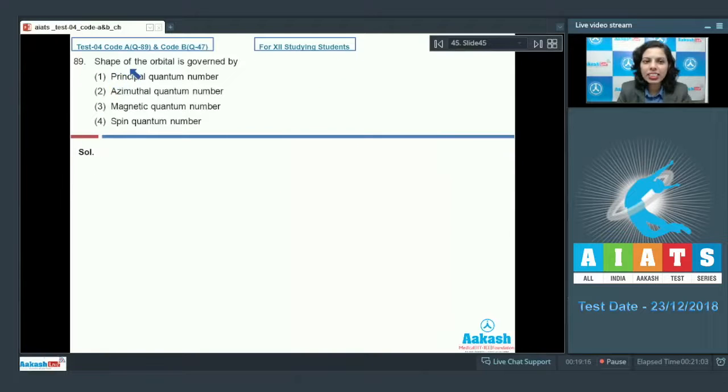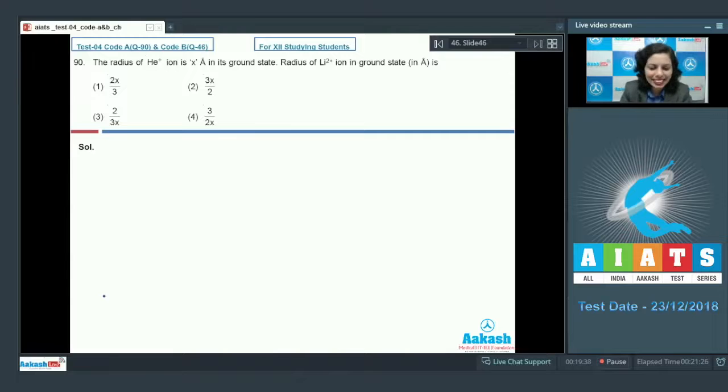Now question number 89, shape of the orbital is governed by. We have different quantum numbers given here and you should know that whenever we talk about the shape of the orbital, that is dependent on the azimuthal quantum number. So which option is correct? The azimuthal quantum number is given in option 2. That's why this is my correct answer. Now after this, question number 90, the last question of chemistry section.